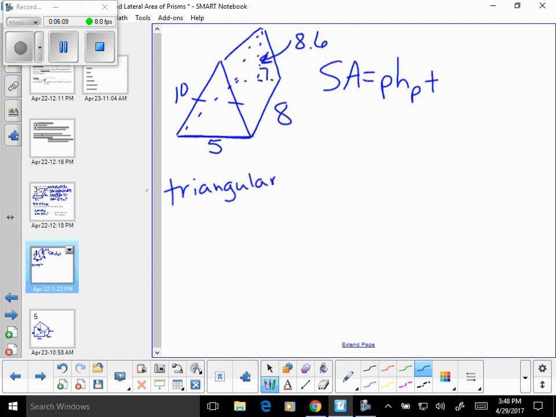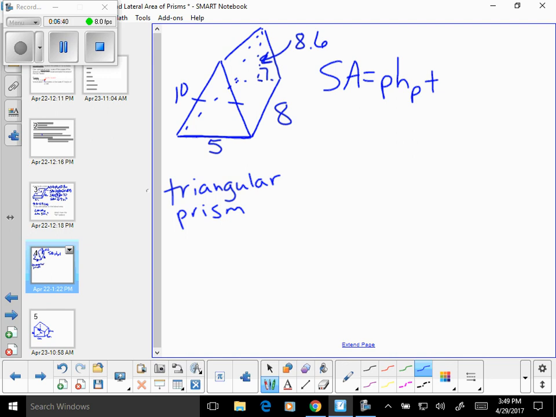Do not try to use that rectangle that it's sitting on right now as the base. That 5 by 8 rectangle is really a lateral face. That's not the base. The base is a triangle. So we have to use the perimeter of the base times the height of the entire prism, and then we want to use 2 times the area of a triangle.